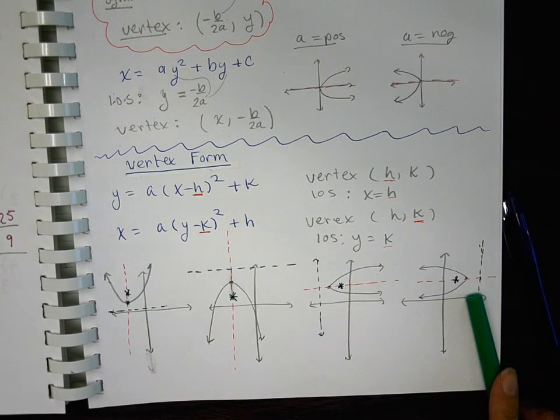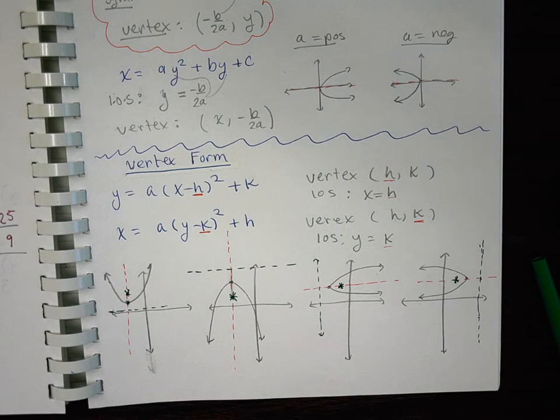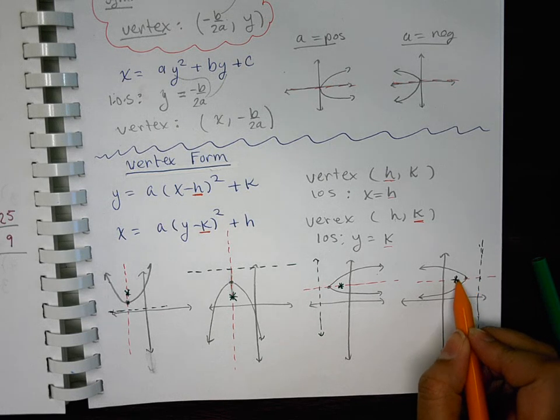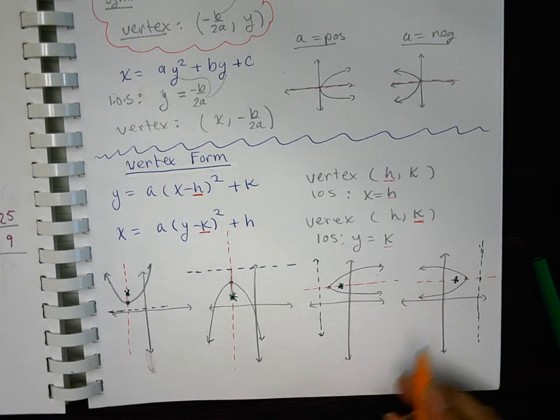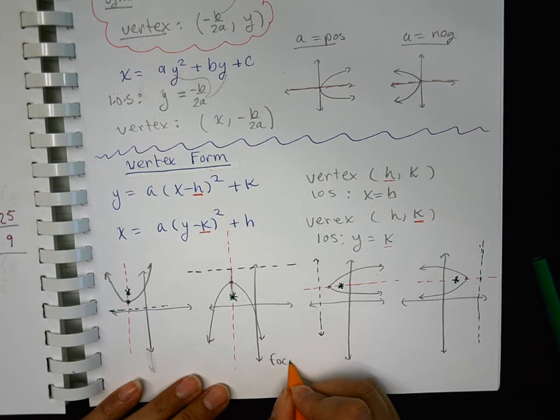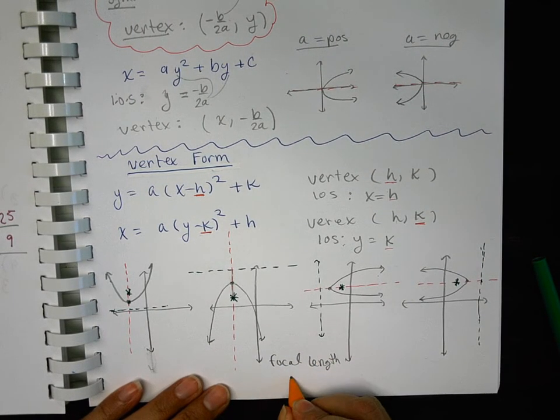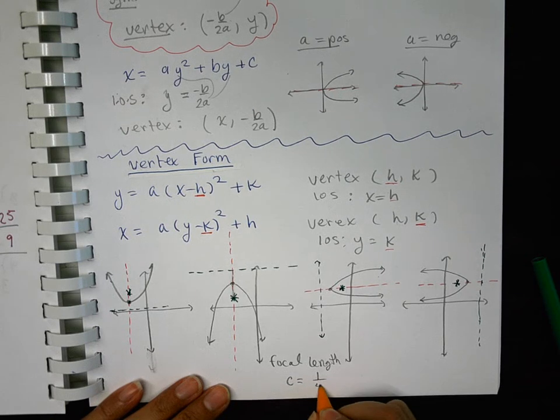All right, now I said it a few times. What is that length called? The length from your vertex to directrix or vertex to focus? The focal length. I'm going to call it C equals 1 over 4A.